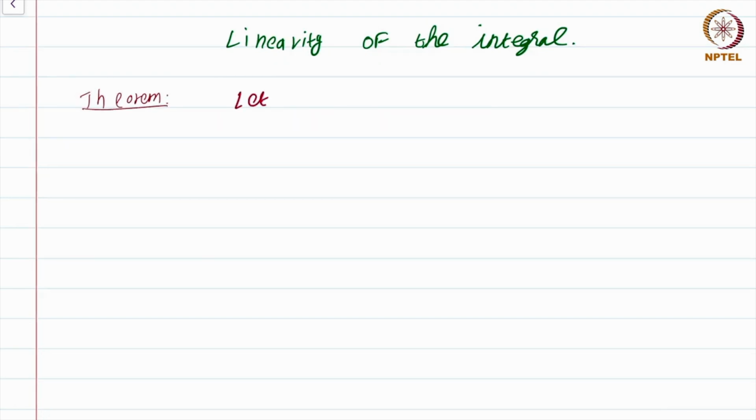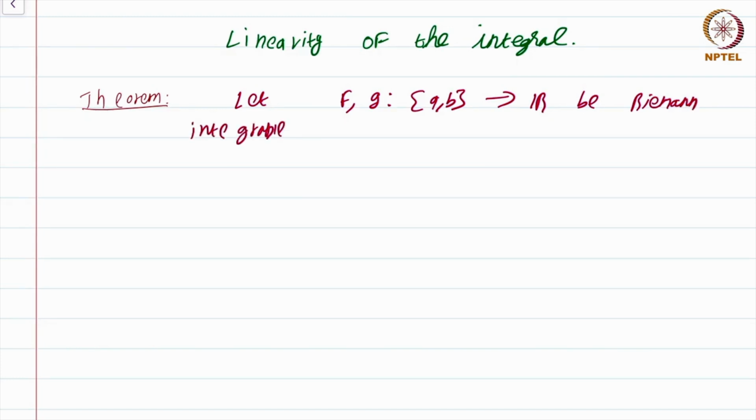Let f, g from [a, b] to R be Riemann integrable. So you are given two Riemann integrable functions. Then, number one, integral a to b of kf is equal to k times integral a to b of f for all k in R. If you multiply the function by a constant k, then integrability is preserved. Moreover, the integral value is just k times integral a to b of f.